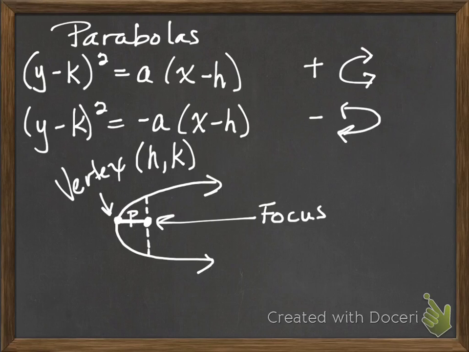So when we graph a parabola, we're going to graph the vertex. Then we're going to go so many units to the focus. Then we're going to figure out how long the latus is. And if the latus is 6, then we're going to go up 3 and down 3, because the focus point is going to be the midpoint of our latus.